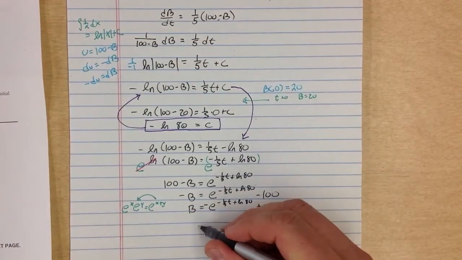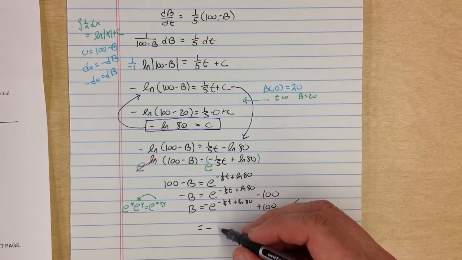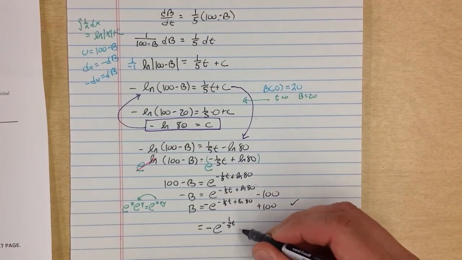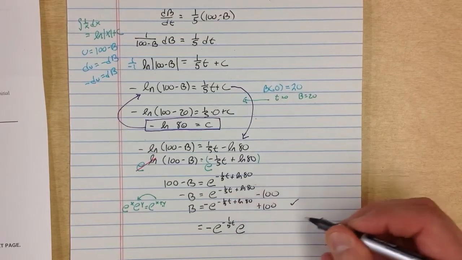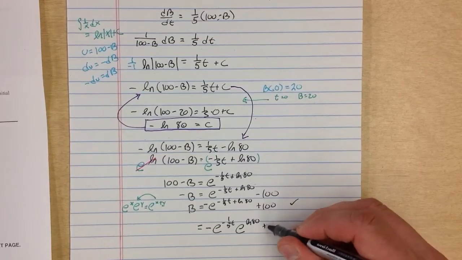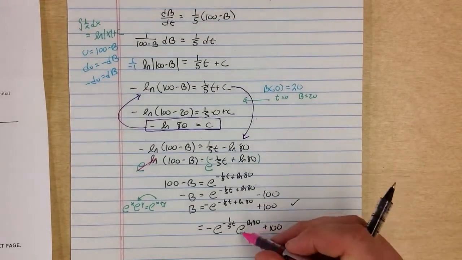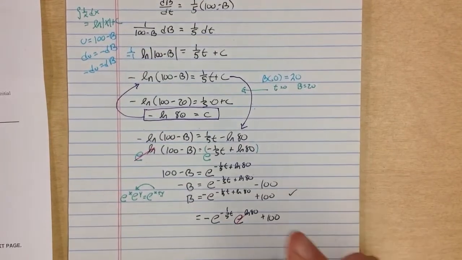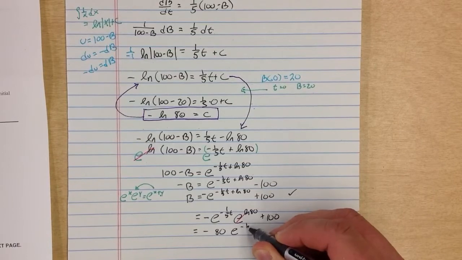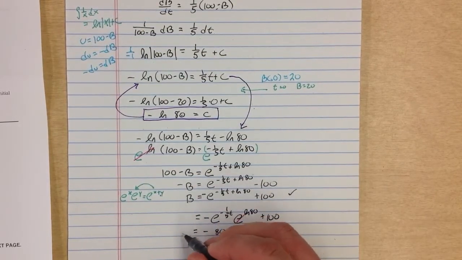And then I would have my b equal to negative e to the negative 1/5 t times e to the ln 80. And then I have my plus 100. Then the e to the ln can cancel out. And I can really just say that this is equal to negative 80 e to the negative 1/5 t plus 100. And that's what my b is.